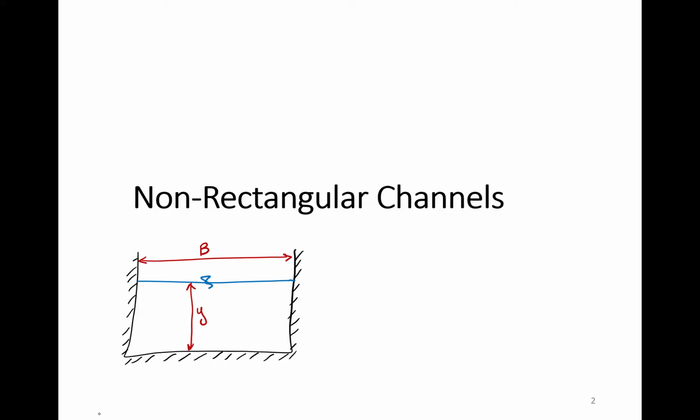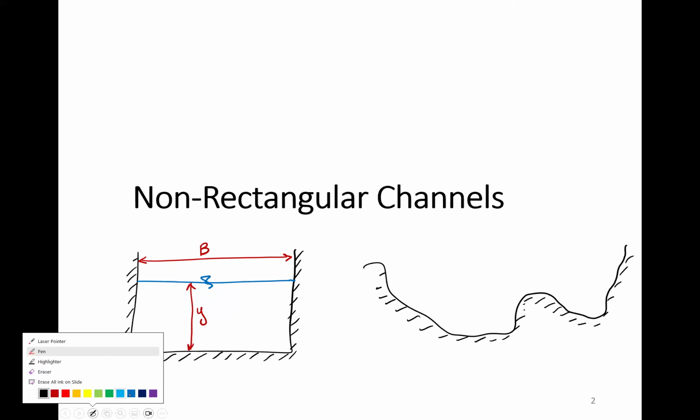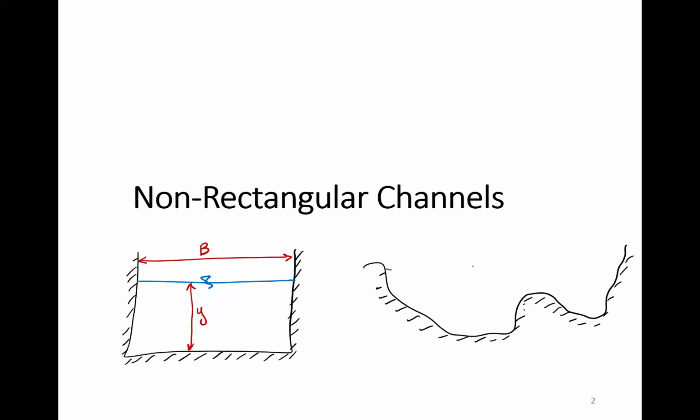The question now is, what if the channel section is non-rectangular? It could be any shape, including an irregular channel. It might look like this. How do we deal with these types of sections, and how do we use the ideas that we've learned so far and apply them to a section that looks like this? So that will be our focus today.